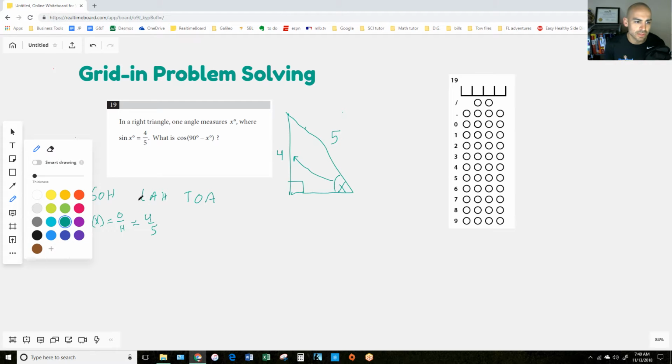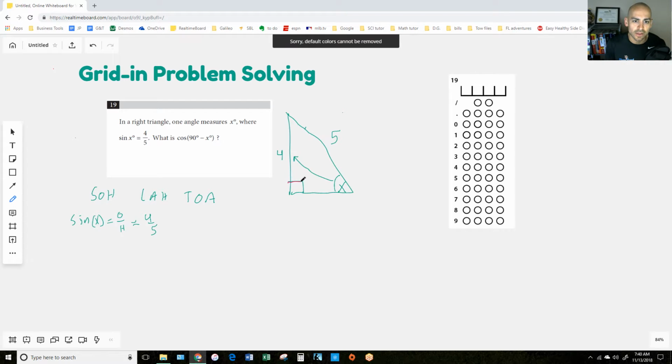Let me do this in red just so it's a little bit more clear. The hypotenuse has to be right here because 5 is across from that 90-degree angle. So 5 has to be the hypotenuse in reference to the whole triangle, actually. That's a universal measurement for this triangle.